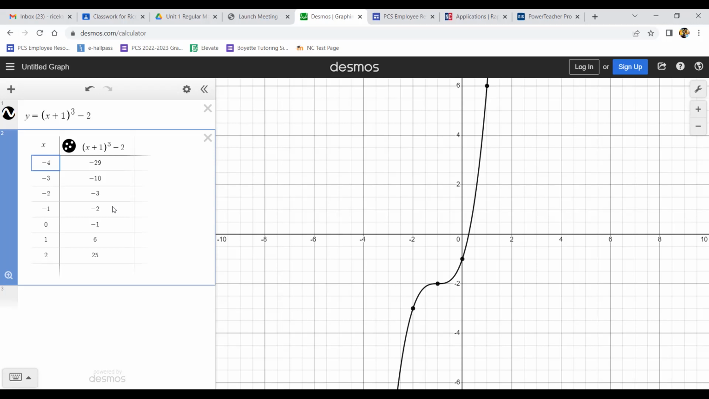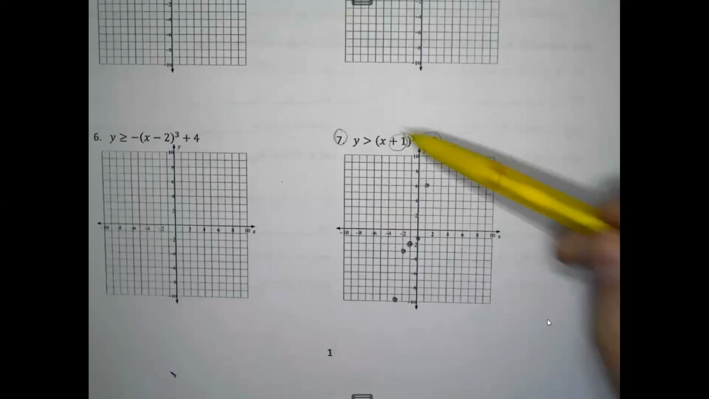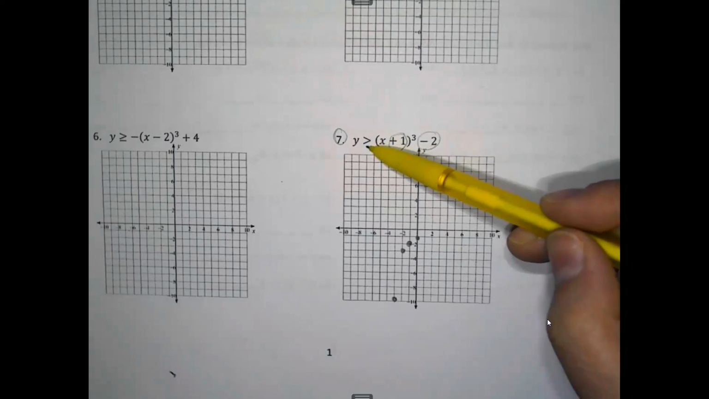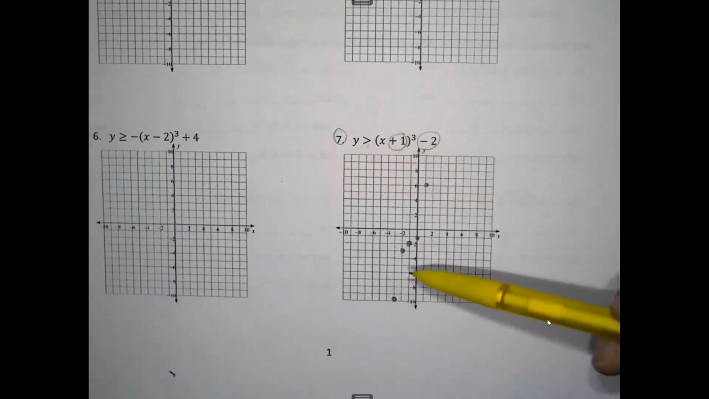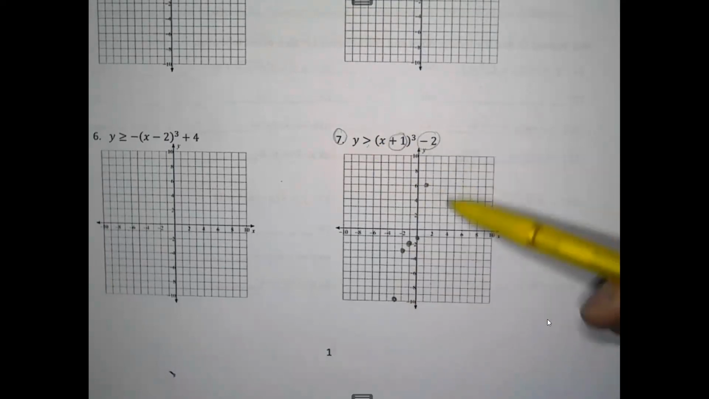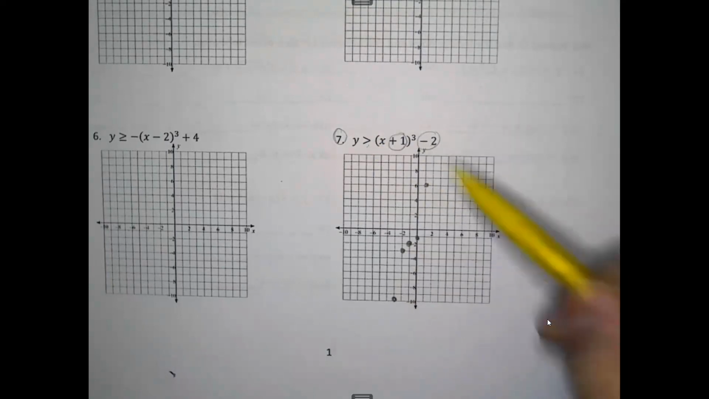Okay. And now that I have those points, let me just go ahead and show you what they look like on my paper. Because this is not an equal sign, this is not just going to be like a regular graph. I have to think about, should this be dotted or solid? Where should the shading be? But Desmos is going to do that for me.